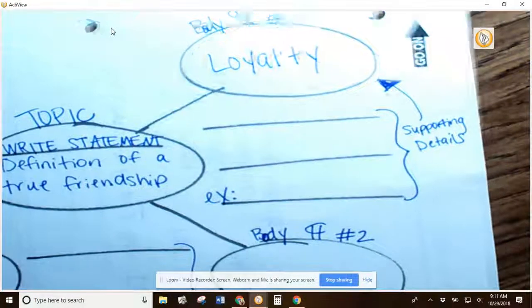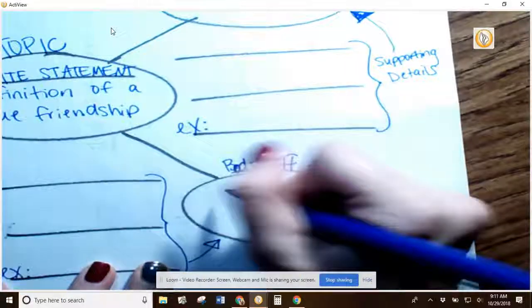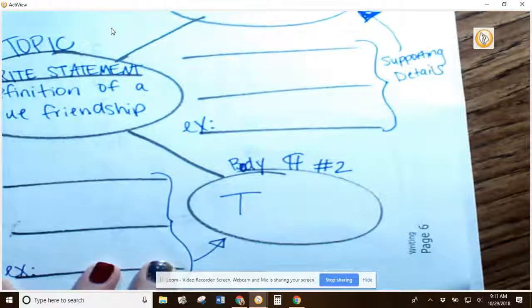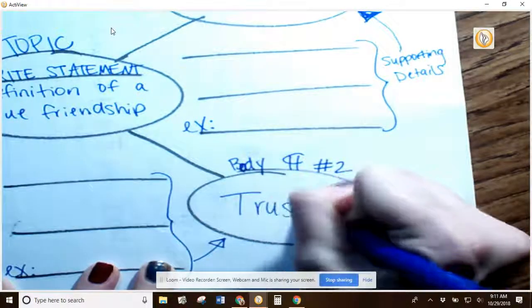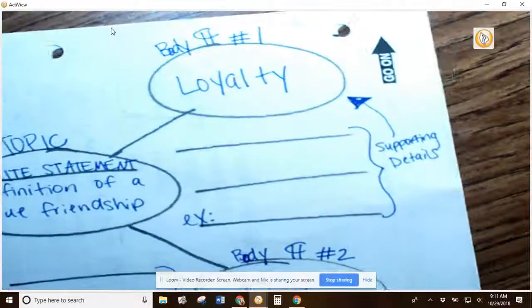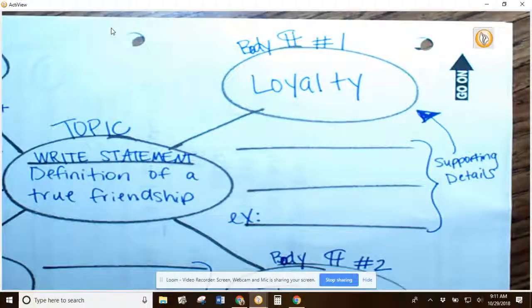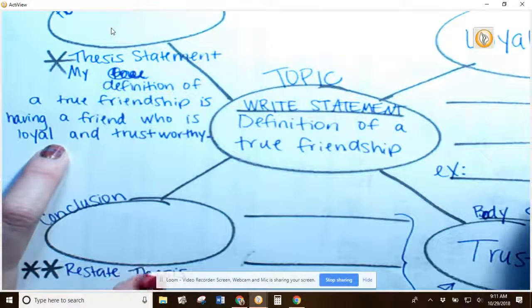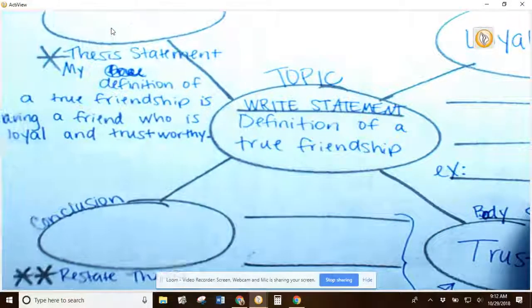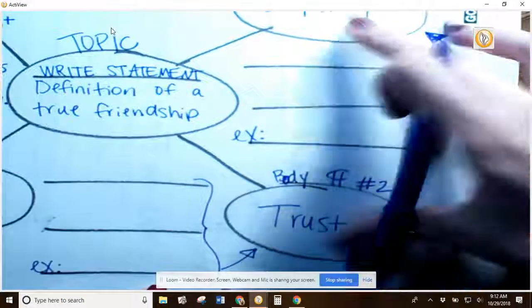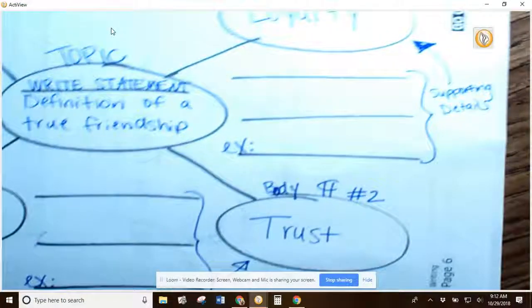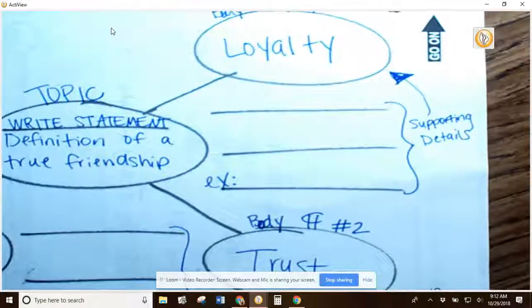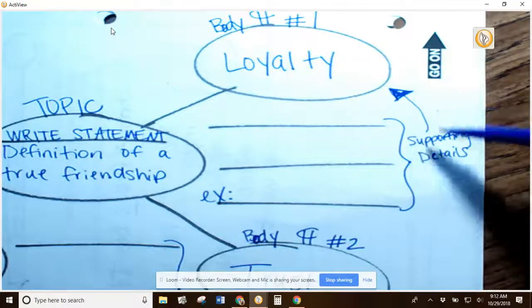Okay, what goes down here in our second body paragraph? Trust. So notice how we included those two ideas in our thesis. They have to tie back to our two body paragraphs. Okay, these two things have to be supported and mentioned in our thesis. Everything in our essay ties back to our thesis now, which is how a true friendship must include loyalty and trust.